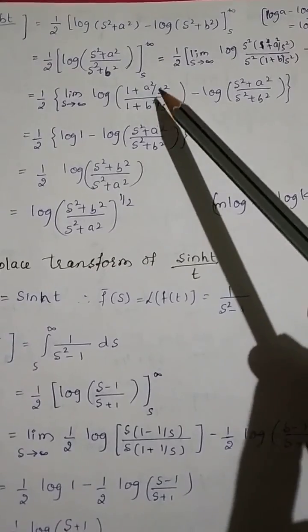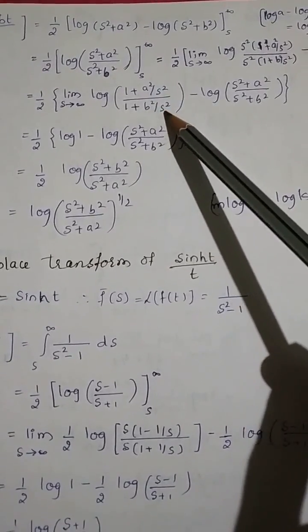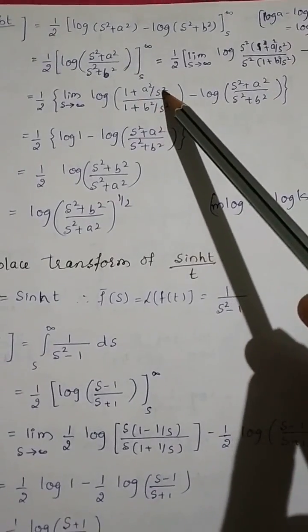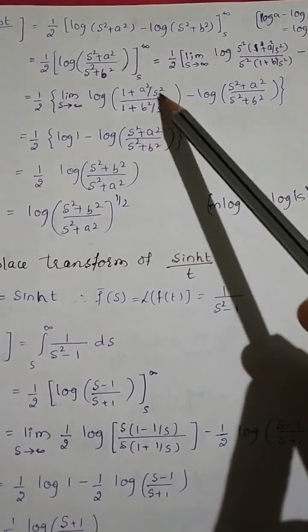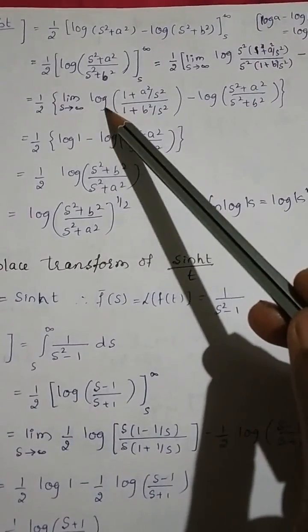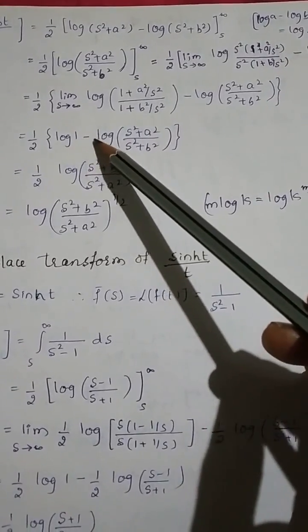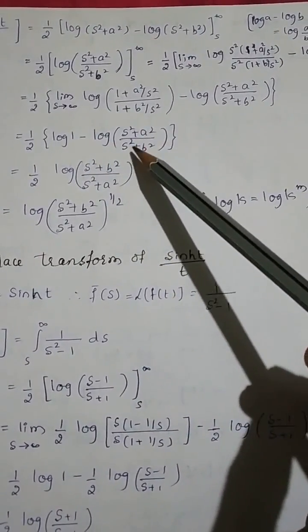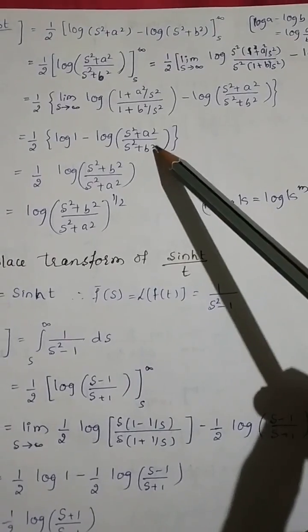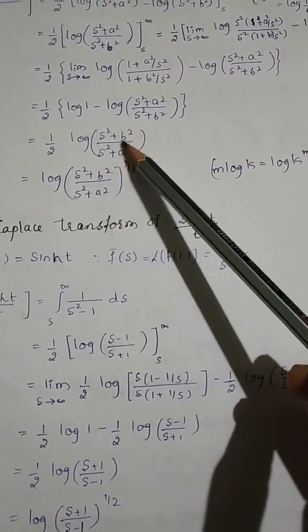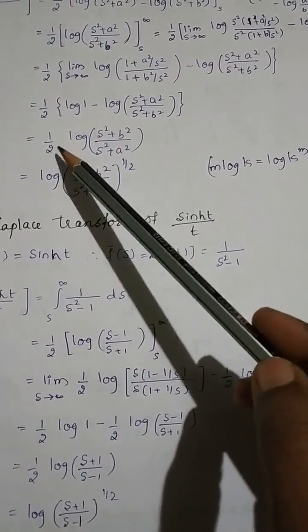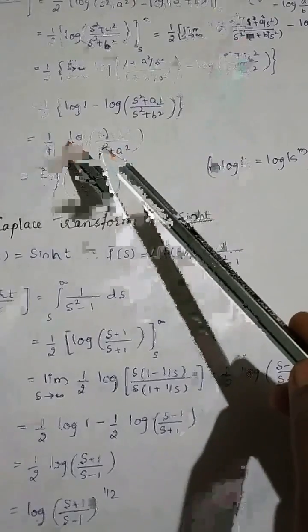Next, substituting the limit s as infinity here, that is a square by infinity and b square by infinity. A square by infinity is 0, b square by infinity is also 0. 1 plus 0 upon 1 plus 0 is nothing but 1 only. Therefore in this step we have obtained log 1 minus log of s square plus a square upon s square plus b square. Next, again using the law of logarithm, we can write this as log of s square plus b square upon s square plus a square, that is 1 by 2 into log of s square plus b square upon s square plus a square.